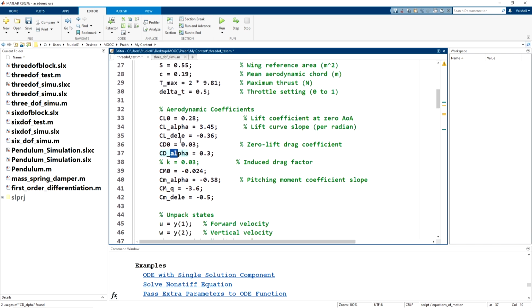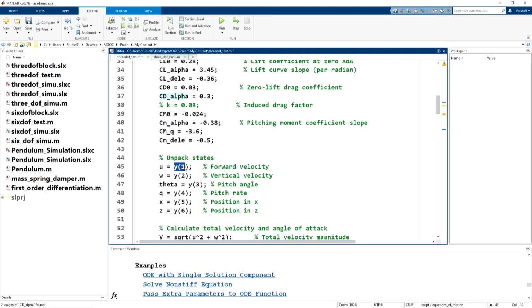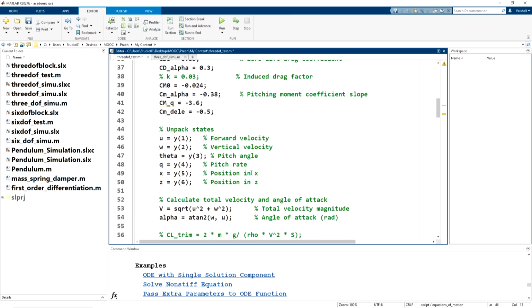Now, after coming to this, for example line number 45, we need to unpack the states. We need to let MATLAB know the 12 states. What are those 12 states? The first state, y of 1, is nothing but the forward velocity u. The second state belongs to w, third to theta, similarly fourth to q, fifth to x, sixth to z. Here it is saying we have not used it, so this is not required as well.